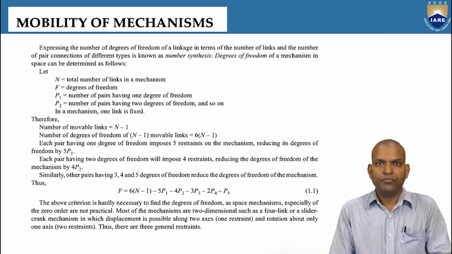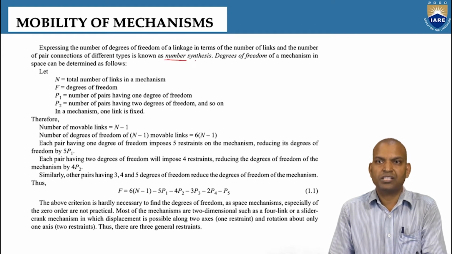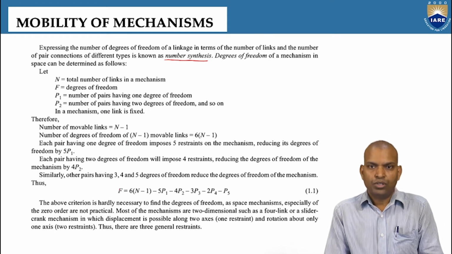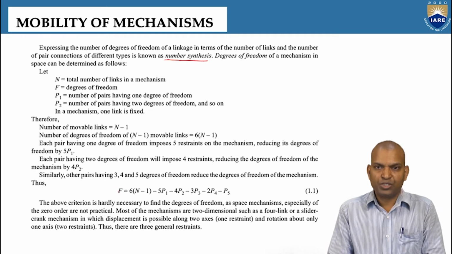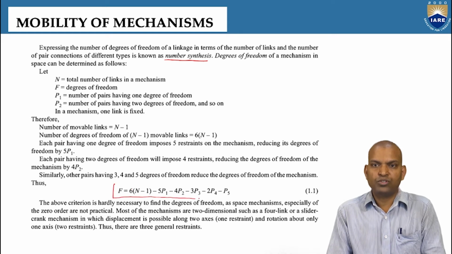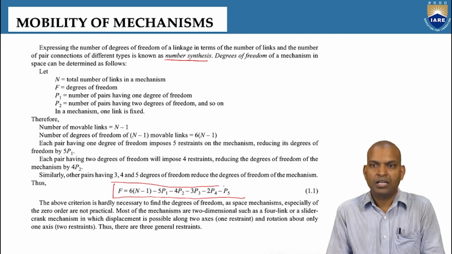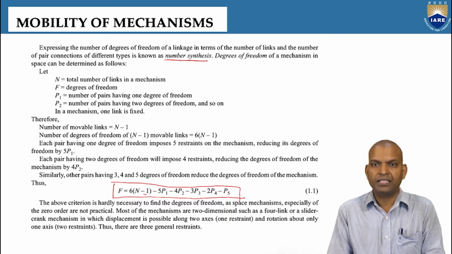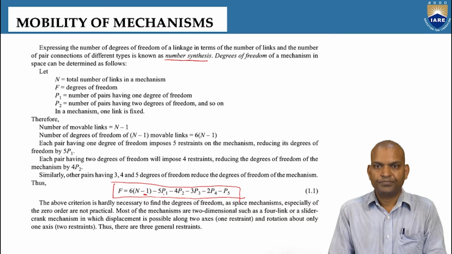Now, expressing the number of degrees of freedom of a linkage in terms of the number of links and the number of pair connections of different types is known as number synthesis. What is the degrees of freedom when the body is in space? The formula is F equal to 6 times (n minus 1), where n is the number of links. Why minus 1? Because one of the links is fixed.